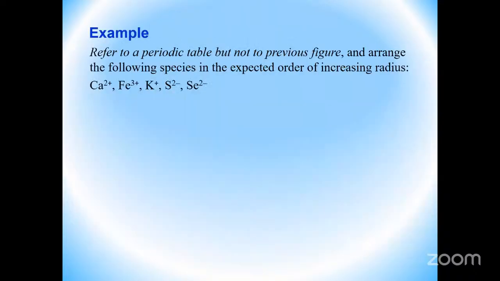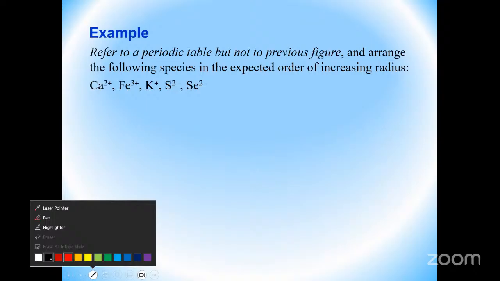So basically, you're referring to the periodic table and not to the diagram that I just showed, right? And the question is asking you to arrange the following species in the expected order of increasing radius, meaning you're starting from the smallest to the largest. So the first thing I would do is look at the number of protons in relation to the number of electrons in each of these, right?